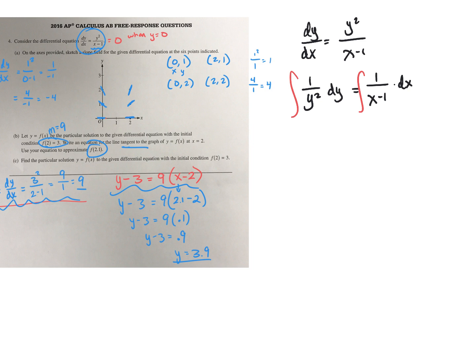So the antiderivative of 1 over y squared, you know what? I'm going to rewrite this first. It's not a natural log because it's a y squared in the denominator. I'm going to rewrite it like this, and then I'm going to use my reverse power rule, my n plus 1 rule. So y to the negative first over negative 1. And then I'll integrate the other side.